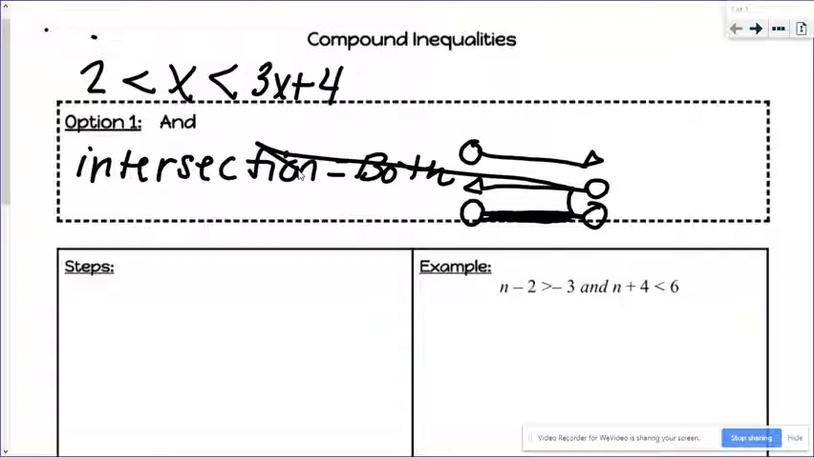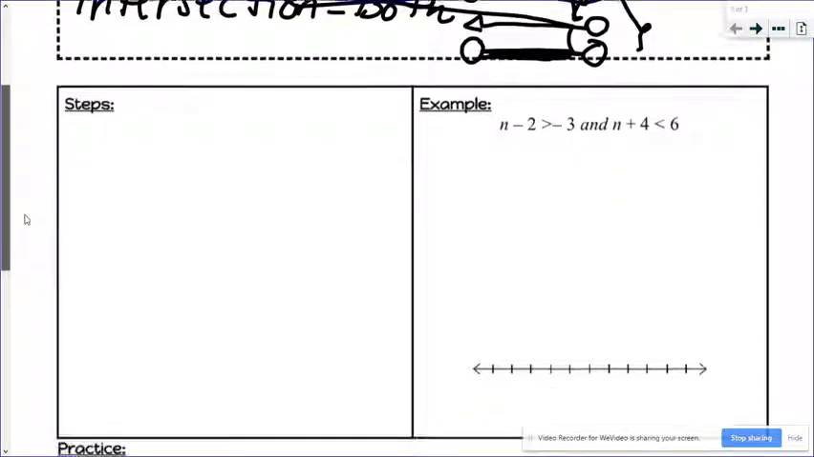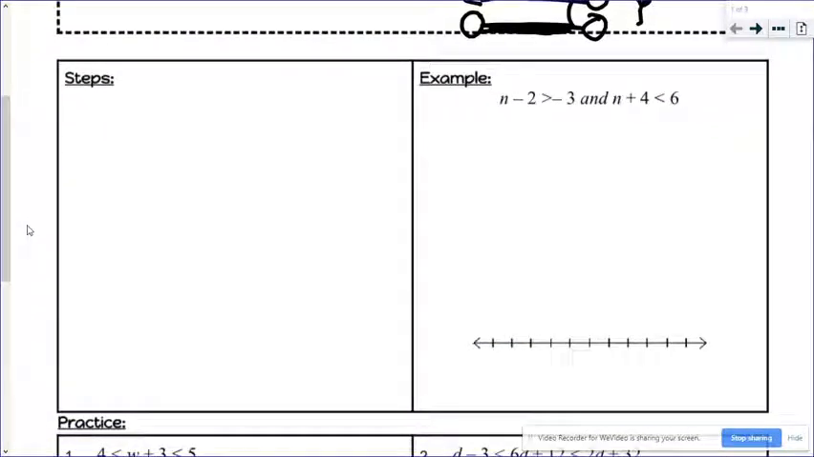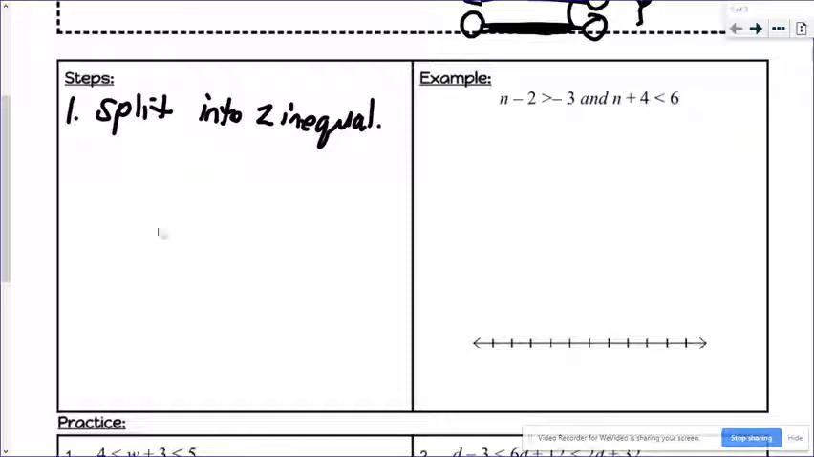We're going to come down and we are going to talk about steps on how to solve an and inequality. Like I said, usually your and inequalities are not going to actually have the word and in them. This first example is easier, and so it does have the word and. But here are going to be our steps. Usually, we're going to have to split our inequality into two different inequalities. So split into two inequalities. And I'm just going to abbreviate that.